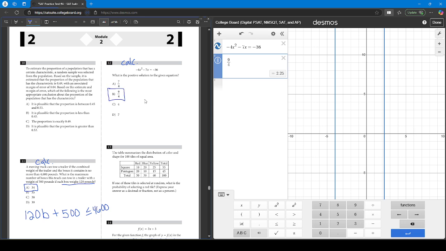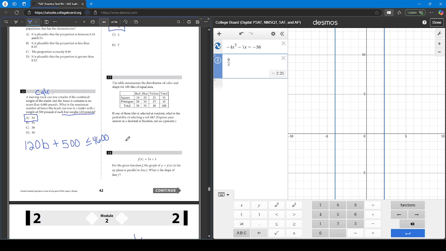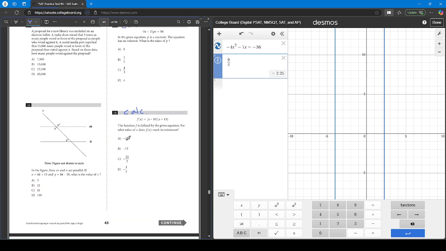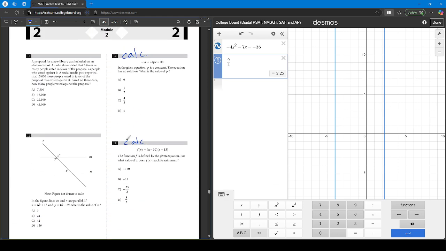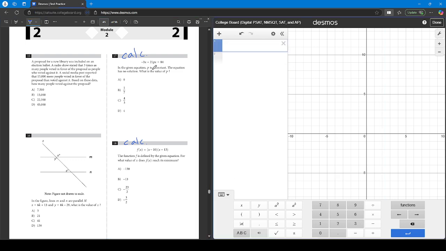For number 12. And then the next question where we can use a calculator looks like number 17. In the given equation, P is a constant. The equation has no solution. What is the value of P?